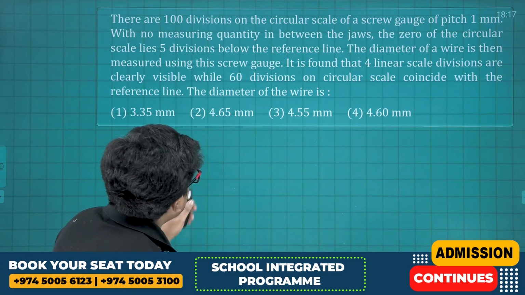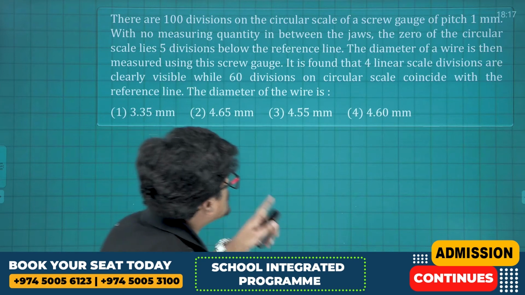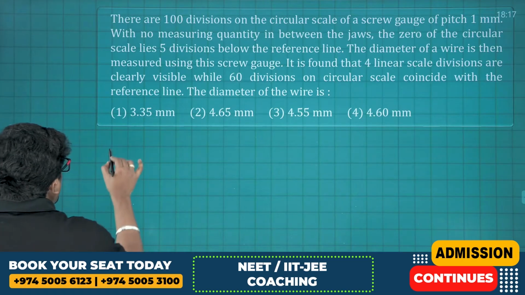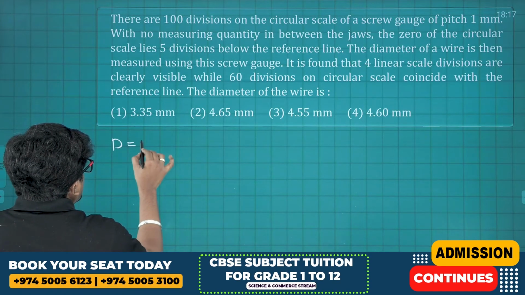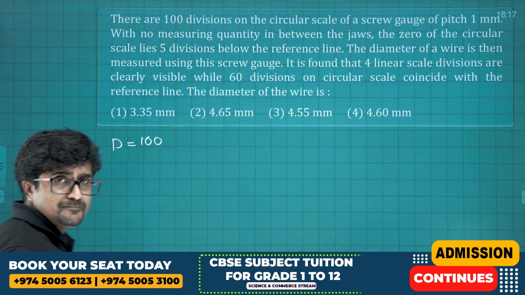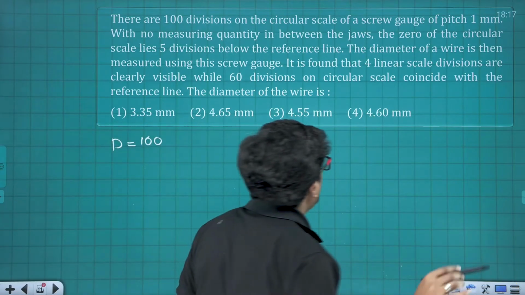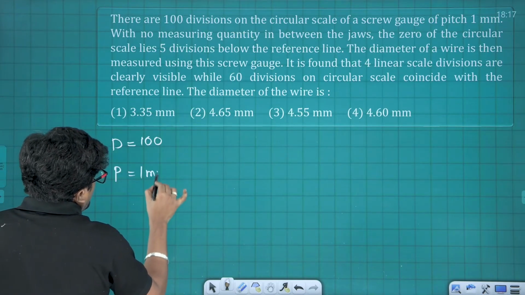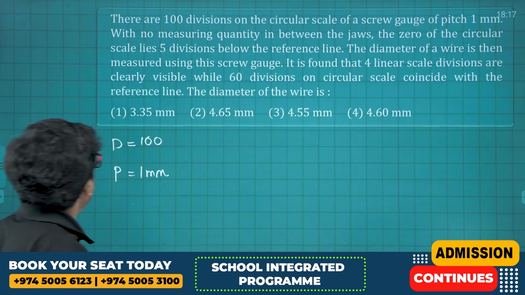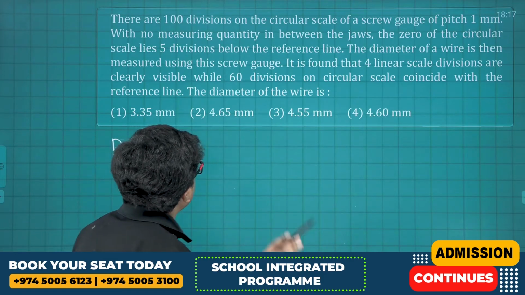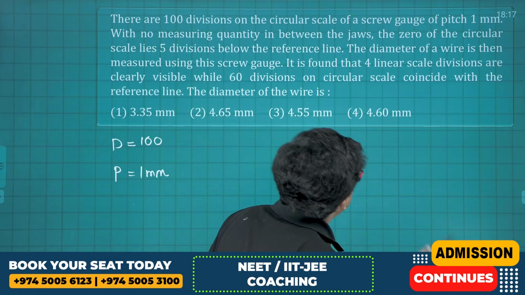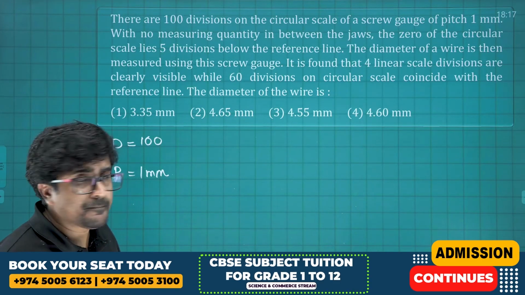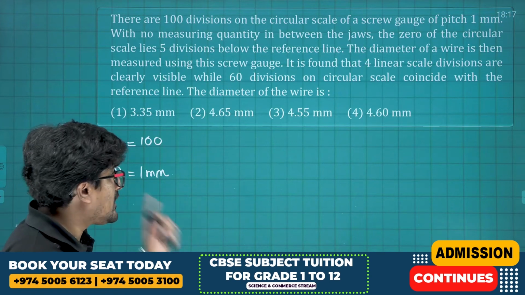There are 100 divisions on the circular scale of a screw gauge of pitch 1 millimeter. So the divisions on the circular scale is 100. And what about the pitch? Pitch capital P equals 1 millimeter. With no measuring quantity in between the jaw, the 0 of the circular scale lies 5 divisions below the reference line.